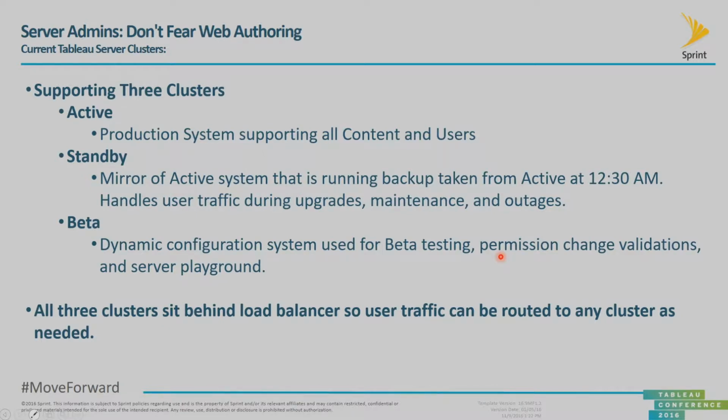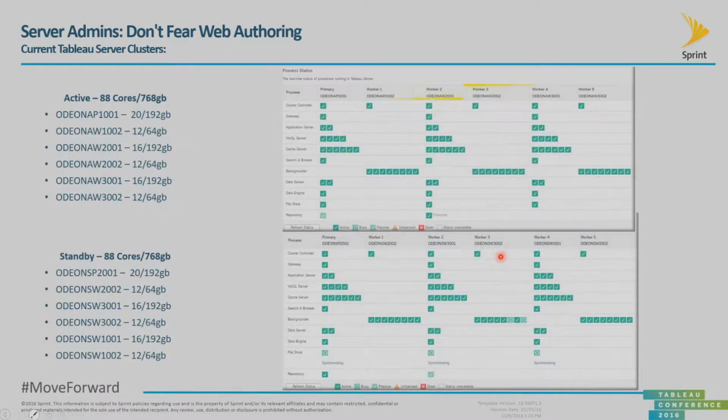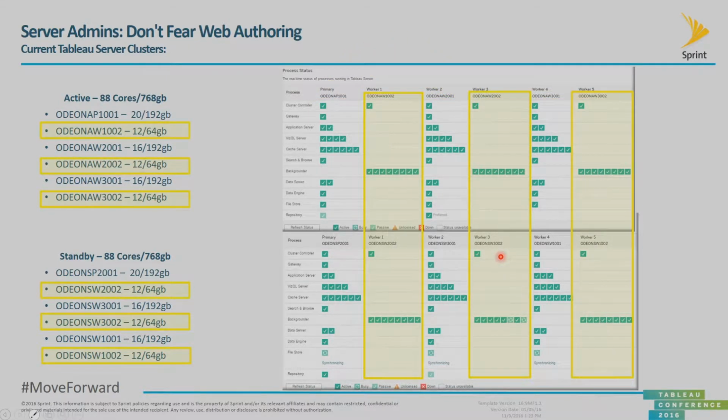But before we get into the hardware part of it, let's talk about how we have it configured. As I mentioned, our active and our standby are mirrors of each other, and each one of them is a 6-node cluster. We break up our nodes into 2 separate groups: we have our backgrounders and we have our vizqlers. So we'll talk about backgrounders first.